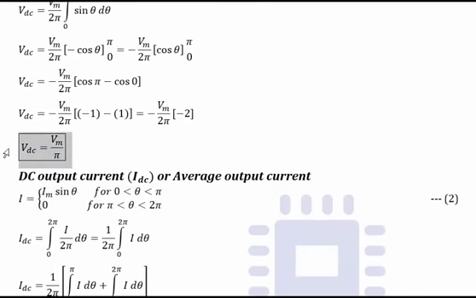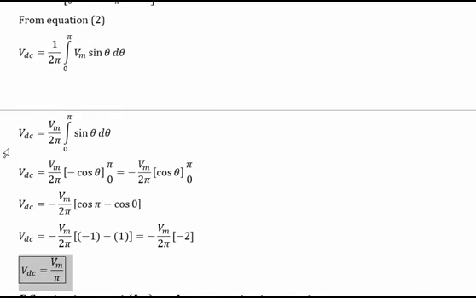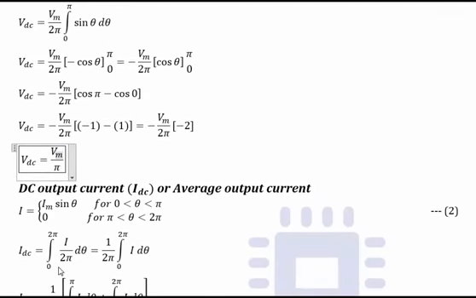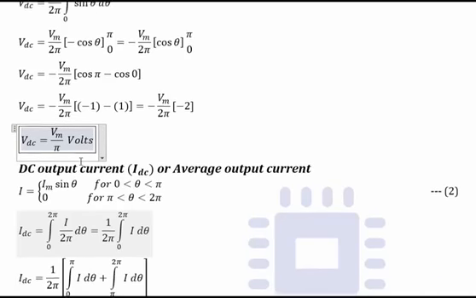So we have to learn this expression by heart, that VDC for a half wave rectifier is Vm by pi. We have to remember to write volts as the unit here. So wherever we write voltage equals some value, the unit should be volts.